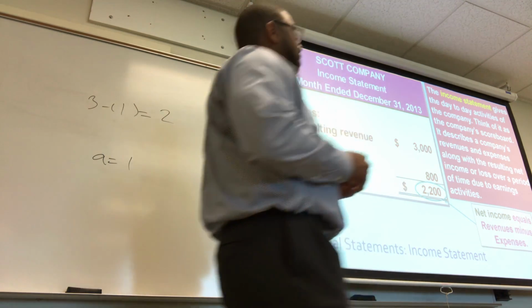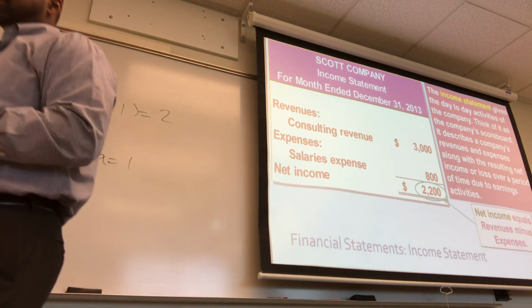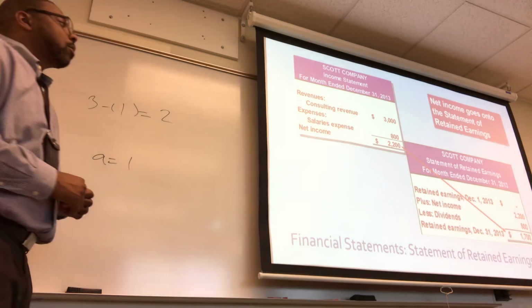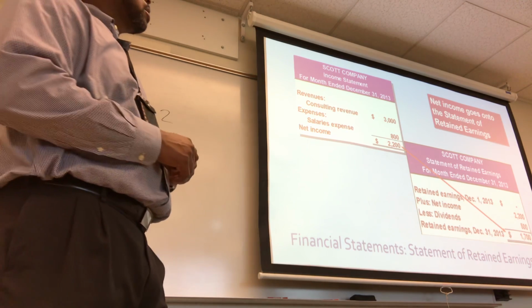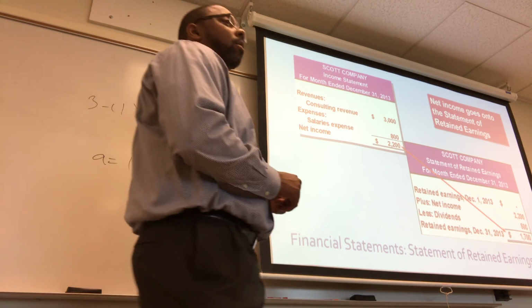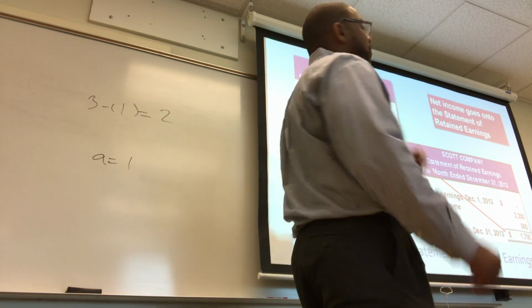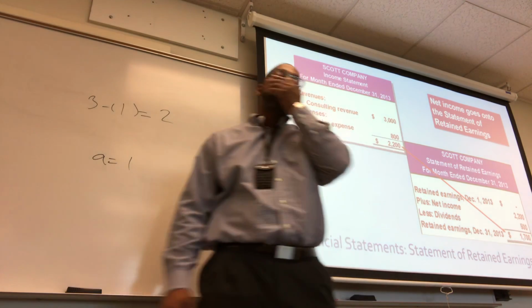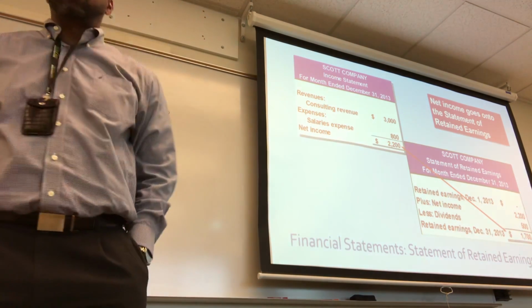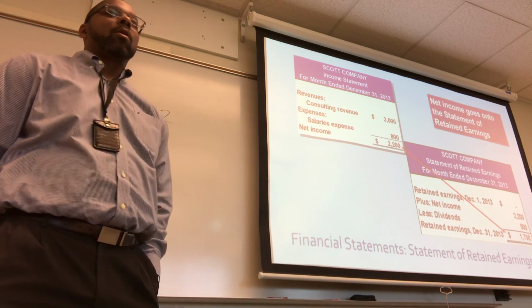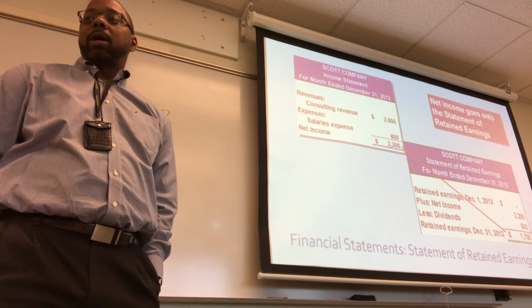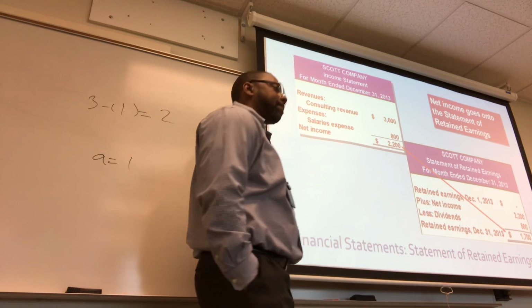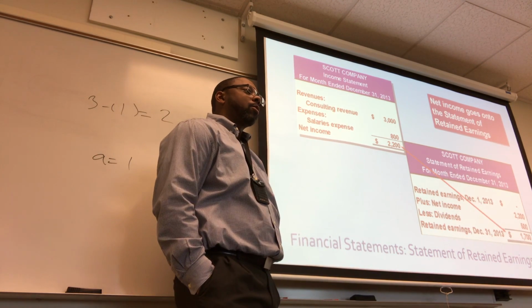Expenses. We need to create the income statement first, because the net income off of the income statement needs to be placed on the statement of retained earnings. And the statement of retained earnings is beginning retained earnings plus the net income minus the dividends equals ending retained earnings. Everyone with me?